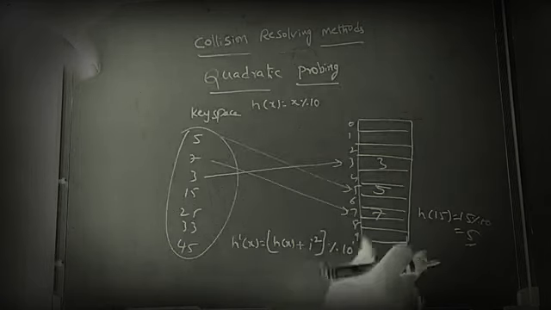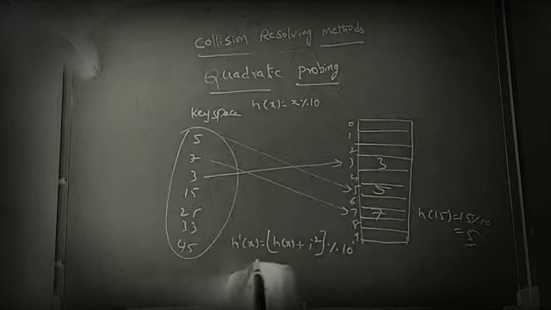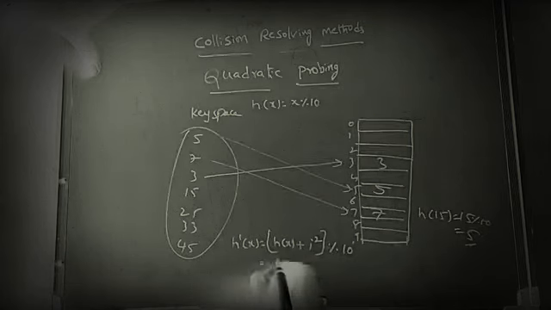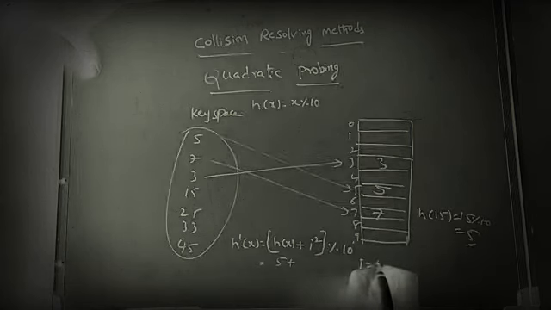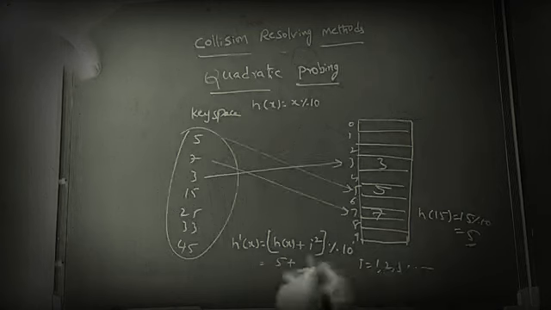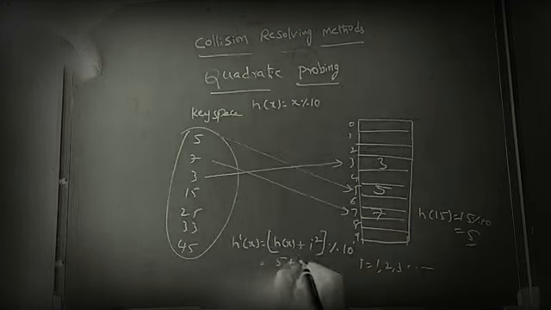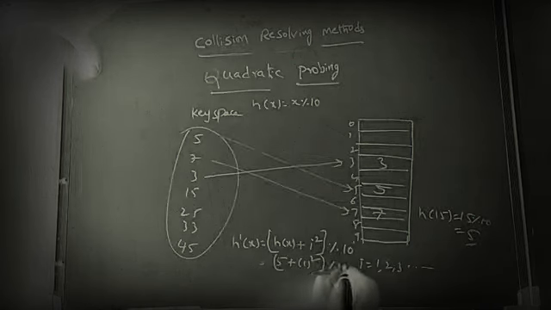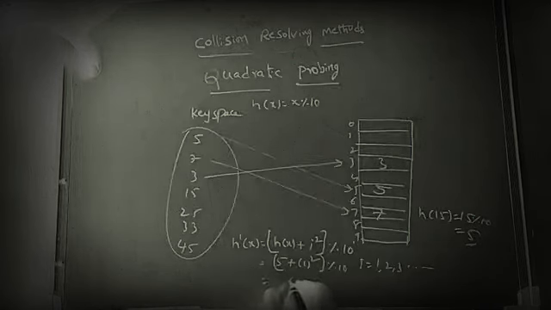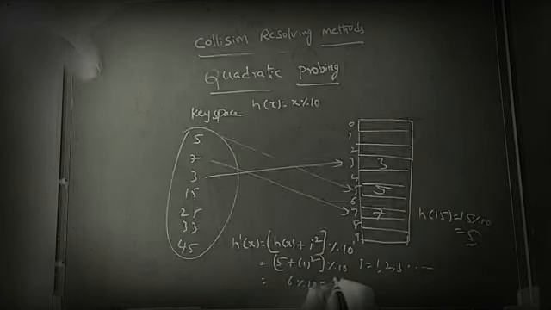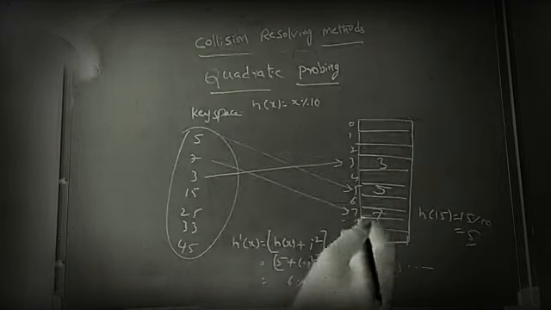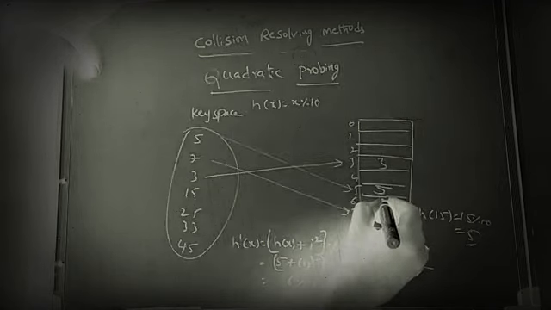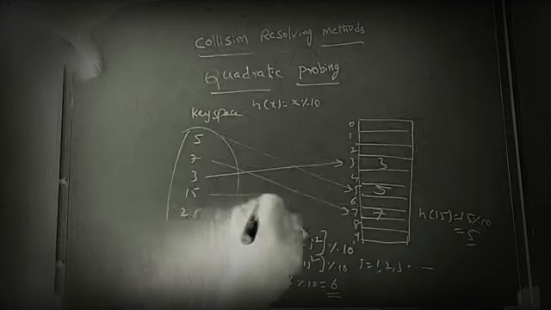So here the collision occurs. What is the solution? h(x) output is 5, plus i value, which starts from 1, 2 and so on. 1 square, mod 10. So the output is 6 mod 10, that is 6. So is 6 empty or not? If 6 is empty, place the value. What is the value? 15 is placed.